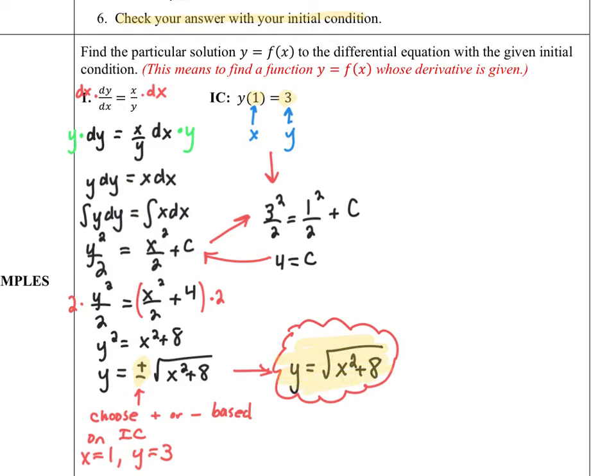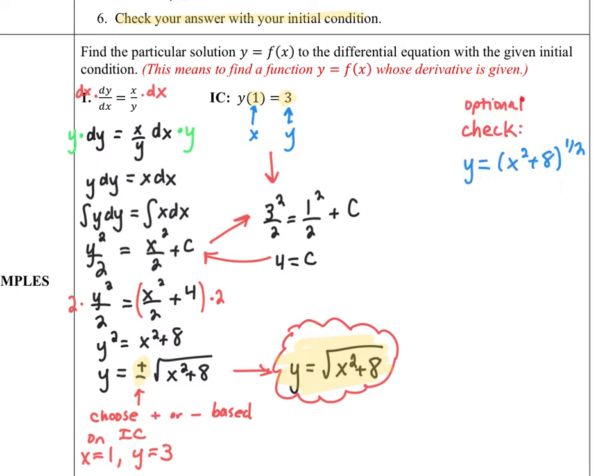And so my solution to the differential equation is y equals the square root of x squared plus 8. Remember what we said initially? We said we were looking for a function in terms of x that when I did its derivative, I end up with x over y. So what that means is I should be able to take my answer, do a derivative, and end up with x over y. So I'm going to go ahead off to the side and do a check of this.